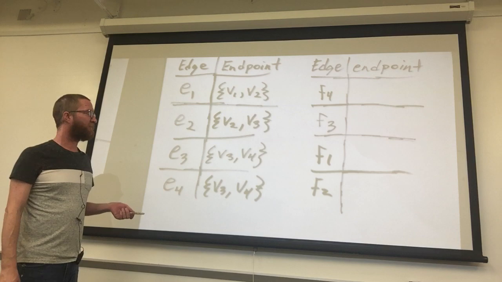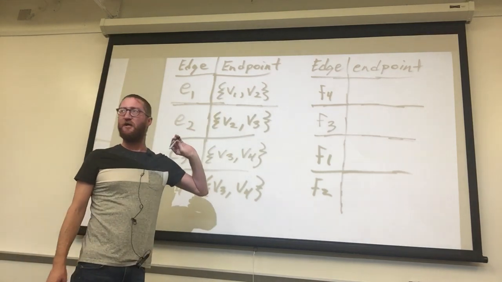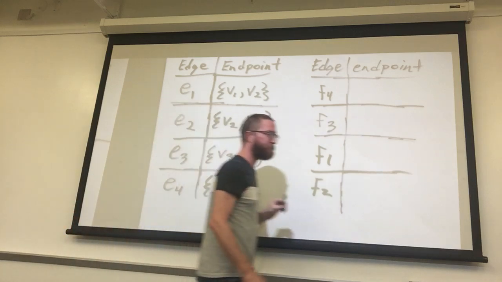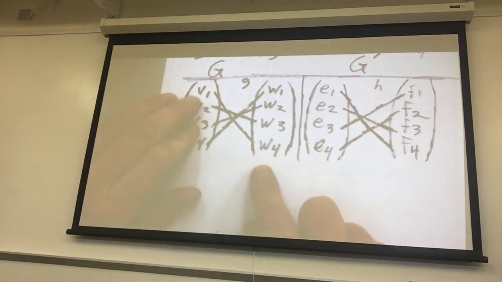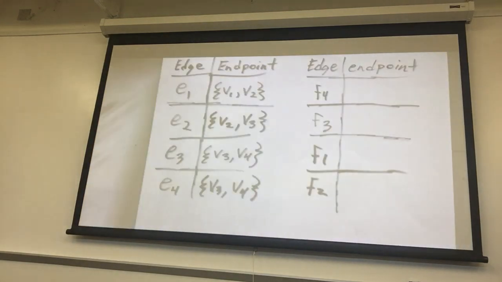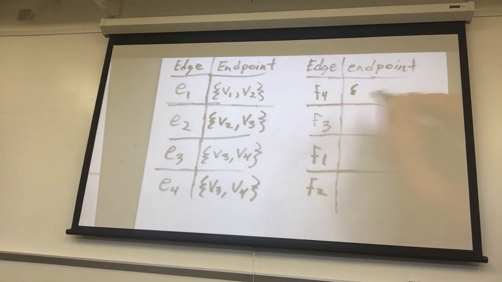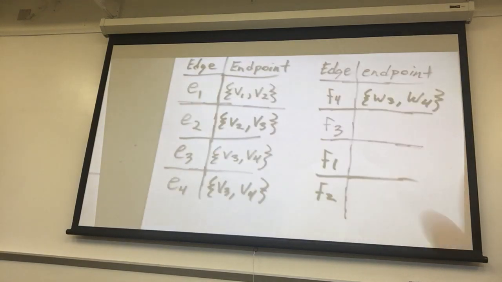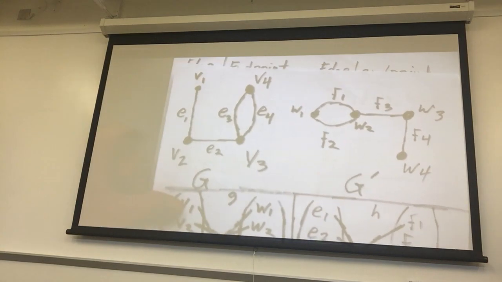So without even looking at the graph, let's look at what we had on the previous page. V1 and V2, let's see where they're mapped to. V1 and V2 get mapped to W3 and W4. I'm not even looking at the graph at this point, I'm just looking at my one-to-one correspondence functions. Now, is this true of the graph as well? Yes. F4 corresponds to W3, W4. That's the edge to endpoint functions corresponding right there.